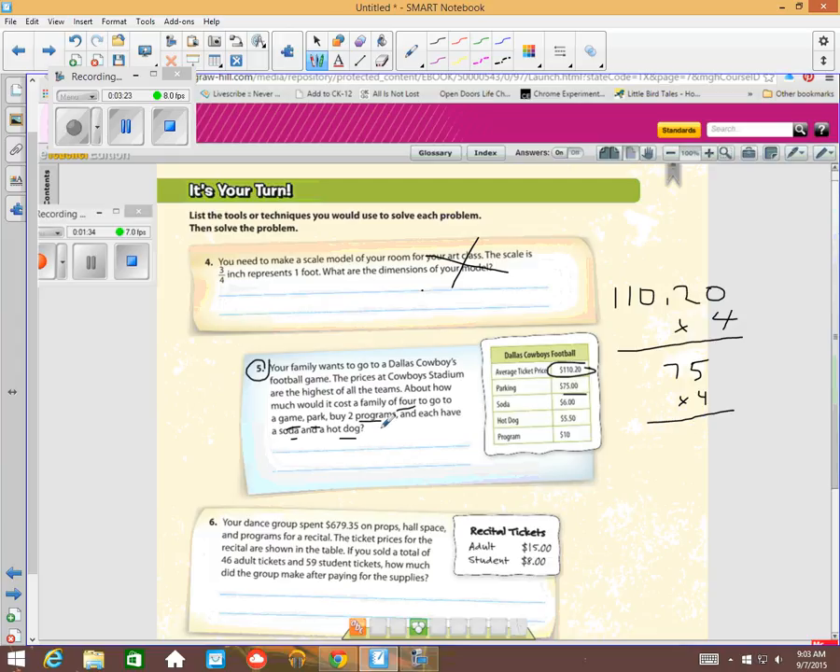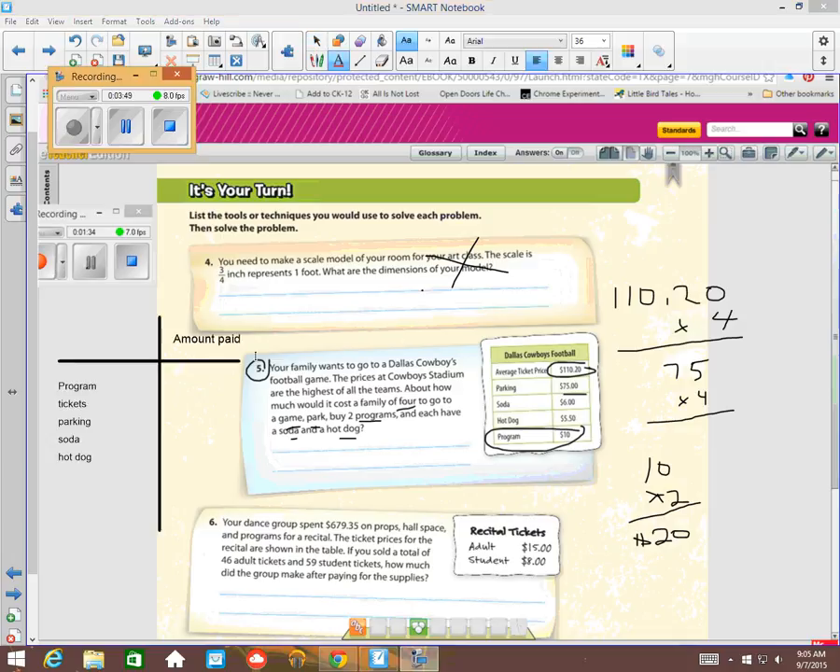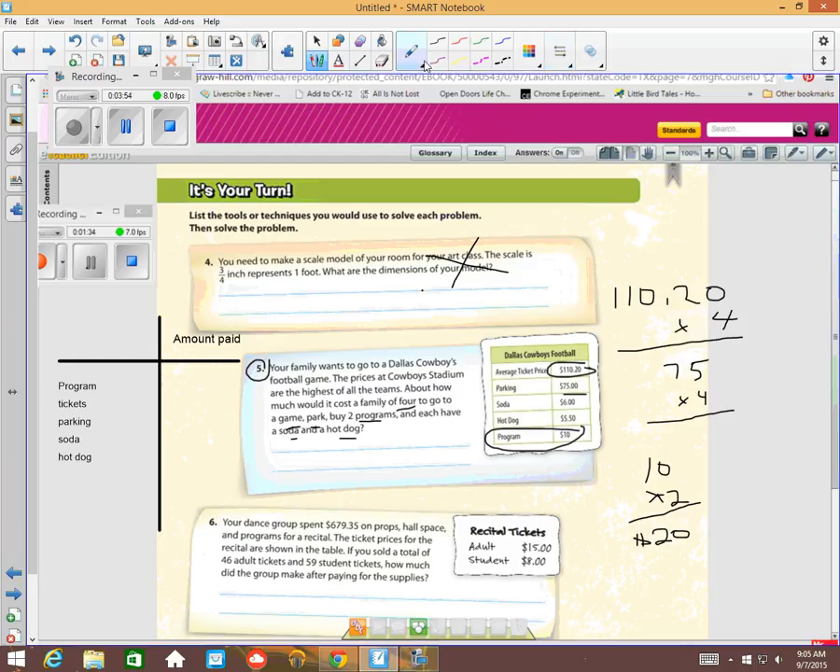And keep going. You got 2 programs. So each program is $10. So you take the $10, multiply by 2, to get the programs, which is 20. So if I were you, I would just create a table. So you see where I've created this table here.